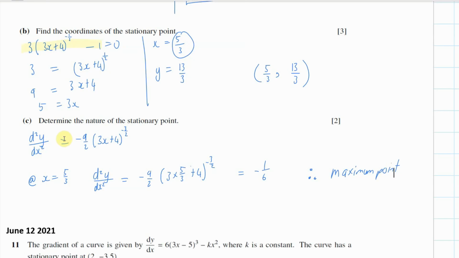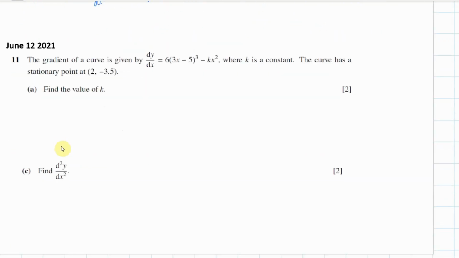Well, we've got this gradient function here, and we know that we've got a stationary point here, and we've got to find k. That means if there's a stationary point at 2, that means that 6 bracket 3 times 2 minus 5 all to the power of 3 minus k, which we don't know, times 2 squared should be equal to 0, because at the stationary point, the gradient function is 0.